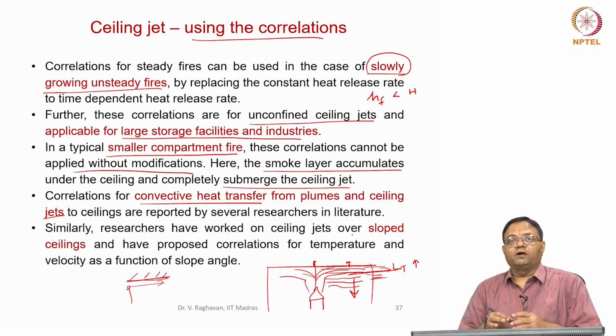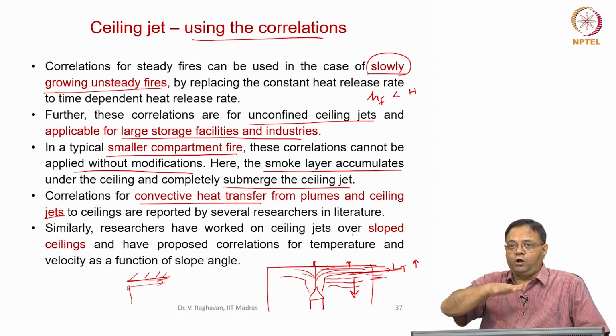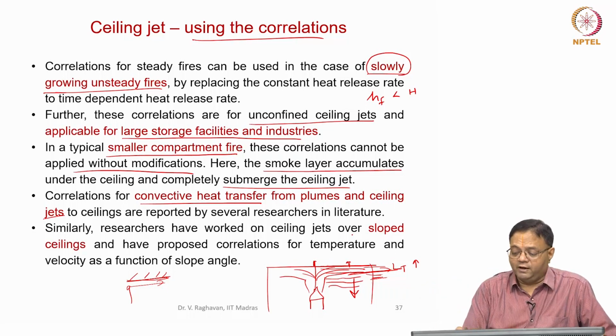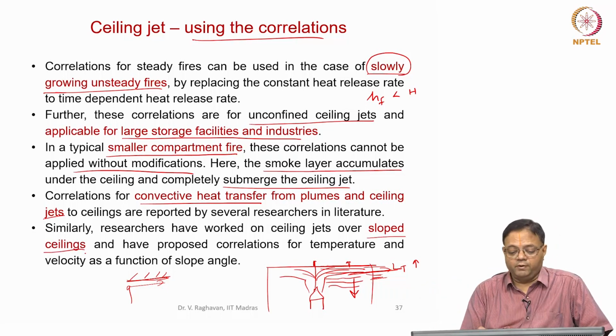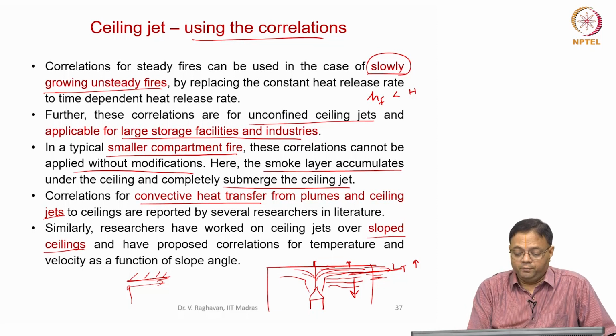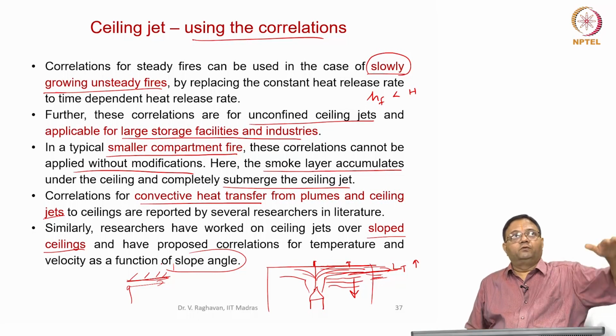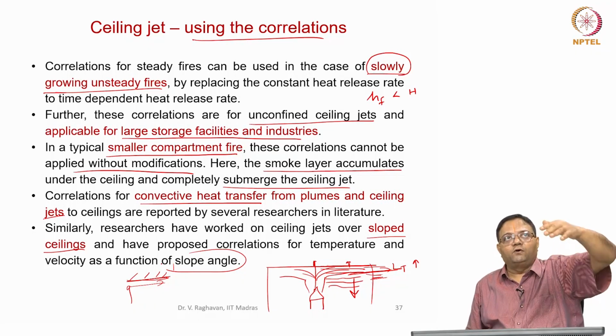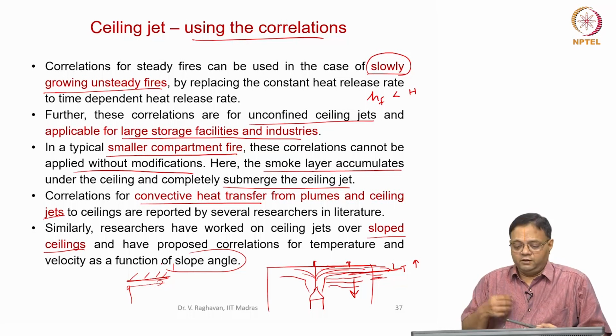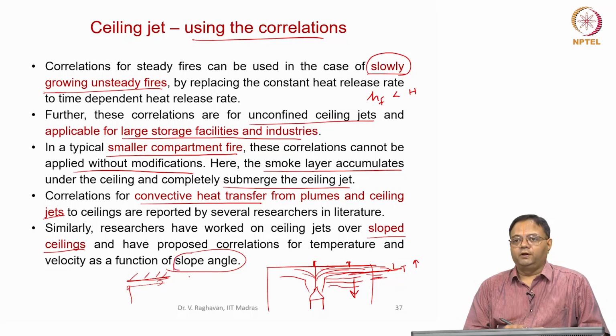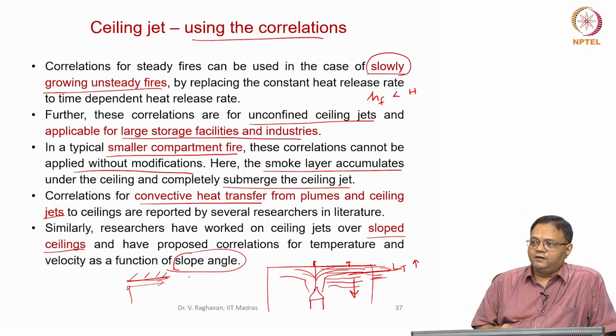Then so far we have considered the ceiling to be planar, that is horizontal, but in some cases we can see that the ceilings may be sloped. So some slope will be there. Now the proposed correlations need the slope angle to be included for considering this. People have worked on that. So when you see the correlations developed for sloped ceilings, then the slope angle also will appear as one of the parameters.